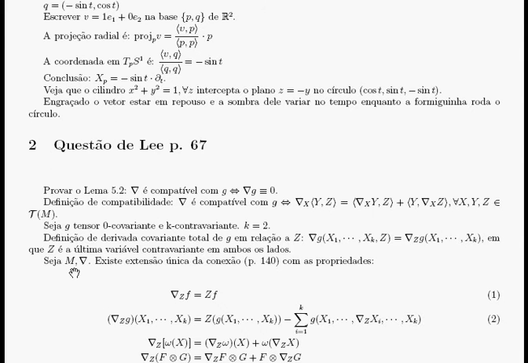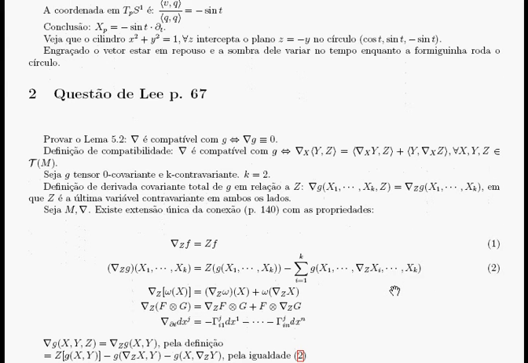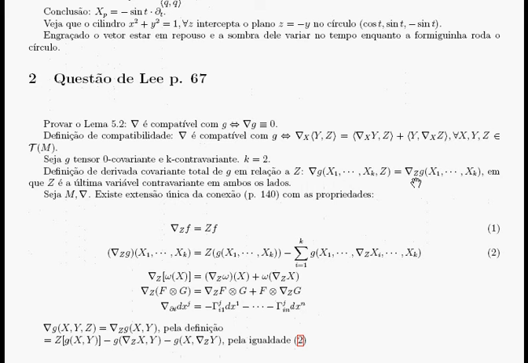Let M be a differentiable Riemannian manifold with connection. There is a unique extension of the connection with these properties. We will extend our connection nabla from X(M), Y, Z to (0,2) tensors. First, nabla f over Z is the field Z applied to f. So Z contains derivatives. We apply derivatives of f.